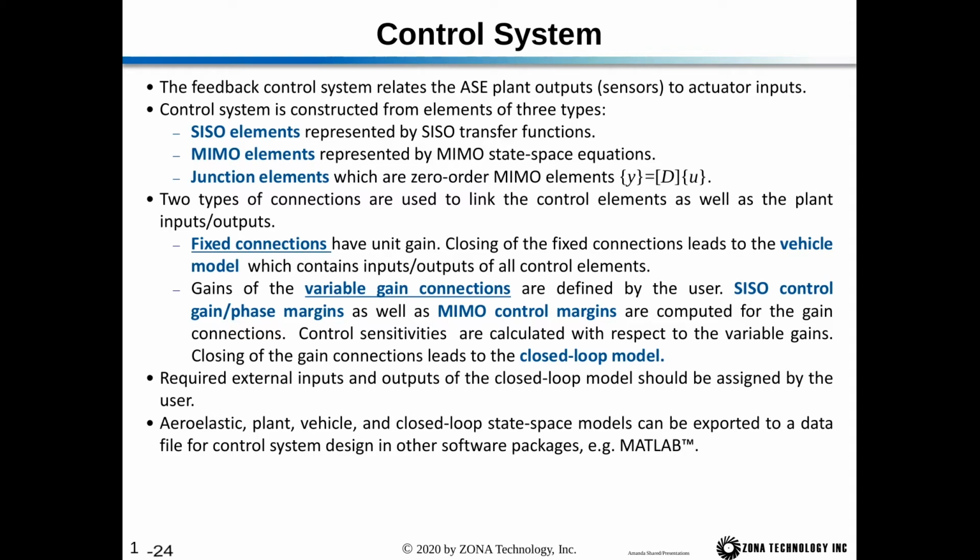And the next, gains of the variable gain connections are defined by the user. The SISO control gain and phase margins, as well as the MIMO control margins, are computed for the gain connections. And control sensitivities are calculated with respect to the variable gains. Closing of the gain connections leads to the closed loop model. If you have required external inputs and outputs of the closed loop model, they can be assigned by the user. And then lastly, the aeroelastic model, the plant model, the vehicle model, and the closed loop state space models can all be exported to data files for control system design or analysis in other software packages, for example, MATLAB.